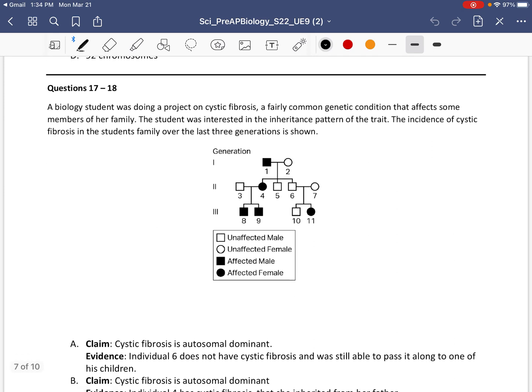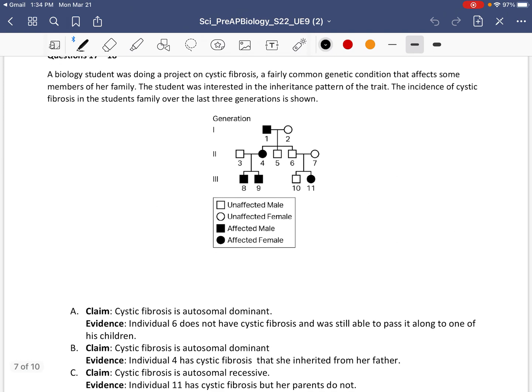Questions 17 to 18. A biology student was doing a project on cystic fibrosis, a fairly common genetic condition that affects some members of her family. The student was interested in the inheritance pattern of the trait. The incidence of cystic fibrosis in the student's family over the last 3 generations is shown.